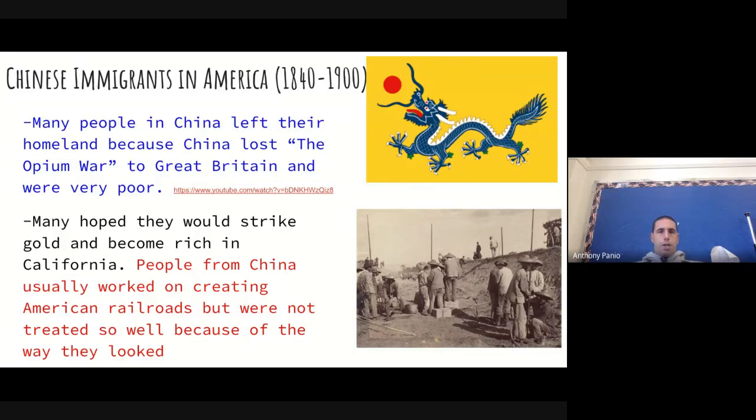All right, so many people in China left their homeland because of a war. So these mass waves of immigrants that come to a country from a particular area, come to the United States, are probably because of a problem. So we've seen that consistency with all three.